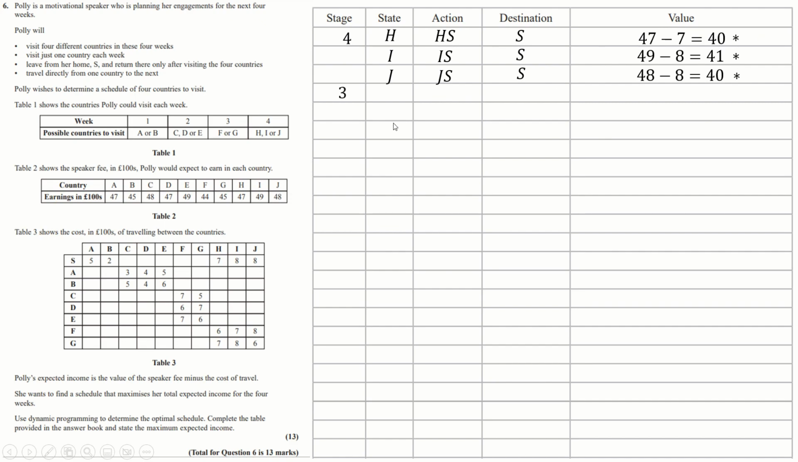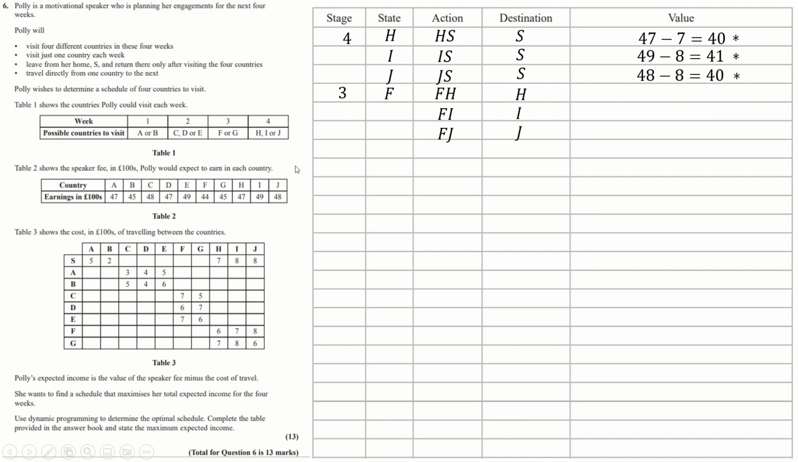And now we go back to stage 3, right? Now in stage 3, she can either speak at F or G. Now, if she speaks at F, she can then go on to H, I, or J. So the action is speak at F and then go to H, or speak at F, then go to I, or speak at F, then go to J. Destination, of course, just H, I, and J, as I just said.